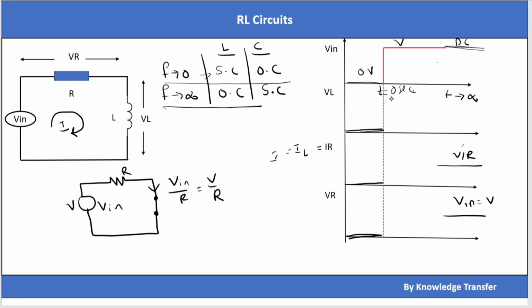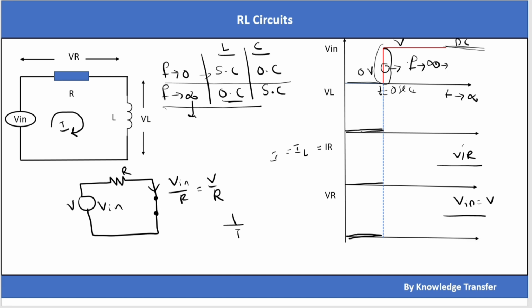And let's see what's happening at t equal to 0 seconds. As I told earlier, there is a sudden change in the voltage. That means there is a discontinuity here. So this region has components of infinite frequency. That means at t equal to 0, the input signal has infinite frequency signals. Because of that, if I have infinite frequency, the inductor acts as an open circuit, so I can replace the inductor at t equal to 0 with an open circuit.